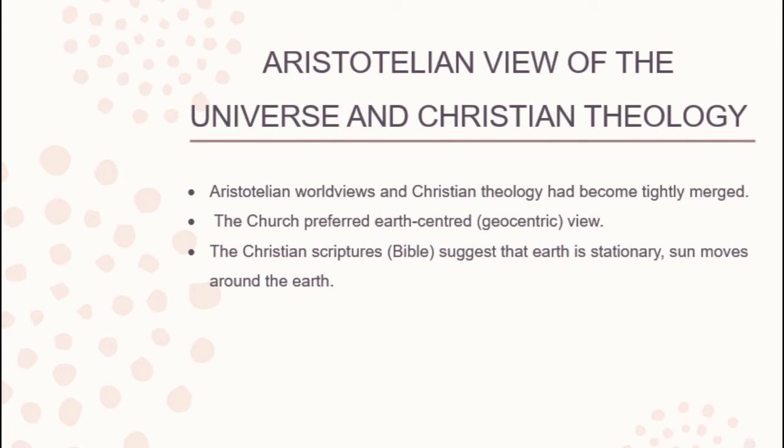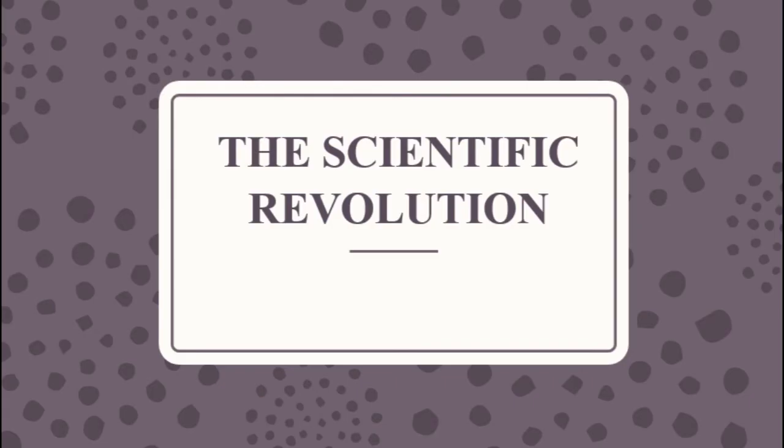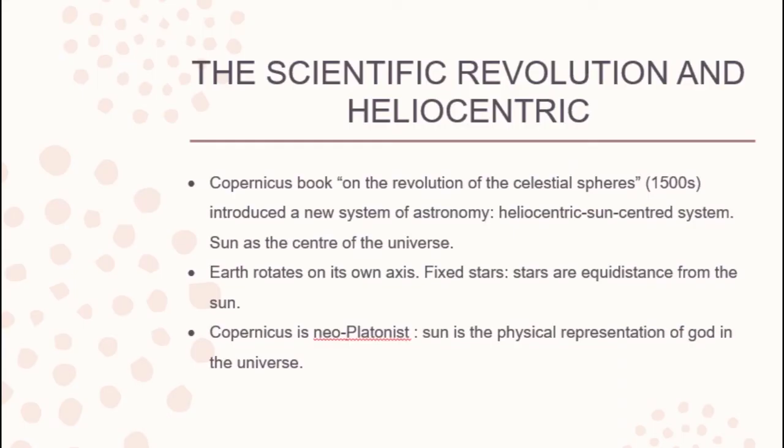Aristotelian view of the universe and Christian theology. Aristotelian worldviews and Christian theology had become tightly merged. The Church preferred the earth-centered geocentric view. The Christian scriptures, the Bible, suggest that the earth is stationary and the sun moves around the earth. The scientific revolution. The scientific revolution in heliocentrism.